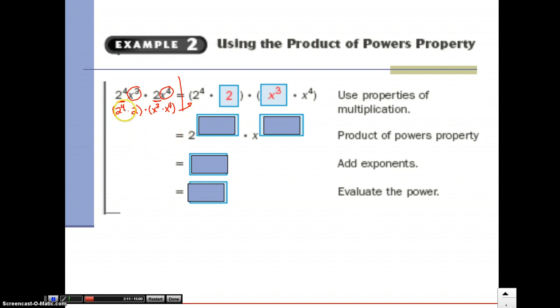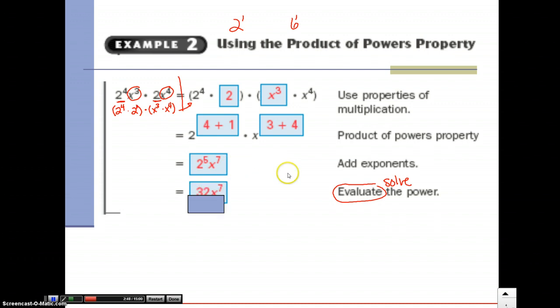Now, because 2 to the 4th times 2. Remember this 2, any single number, like 2 or 6, has an exponent. It's this invisible 1. So there is a 1 there. So you actually have 2 to the 4 plus 1 power. And x is 3 plus 4. 4 plus 1 is 5, so it's 2 to the 5th. 3 plus 4 is 7, so it's x to the 7th. You can evaluate the power, which means to solve. 2 times 2 times 2 times 2 times 2. 2 to the 5th power is 32.